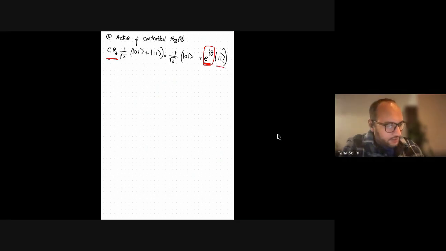So the state is unchanged, we only got an extra relative phase. Okay, so why is this important? Because it's relevant to quantum phase estimation. We sometimes need to induce this phase inside the state.